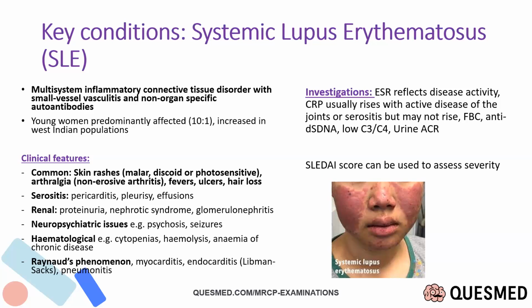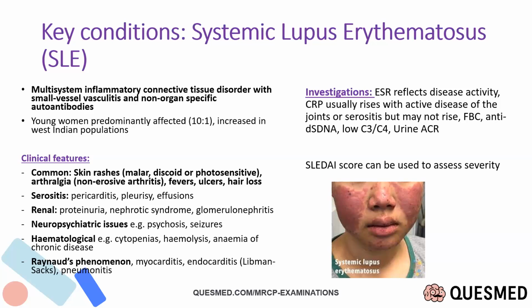Clinical features, like I said, it can affect anywhere, but common things are skin rashes. You'll know the butterfly rash, that malar rash. Often you can get discoid lupus, and a lot of the rashes are photosensitive. You get arthralgias, which tend to be non-erosive, and you can get fevers, mouth ulcers, hair loss. You can also get serositis affecting the lungs, with pleurisy, or the heart, with pericarditis.